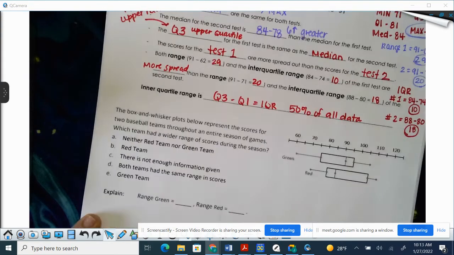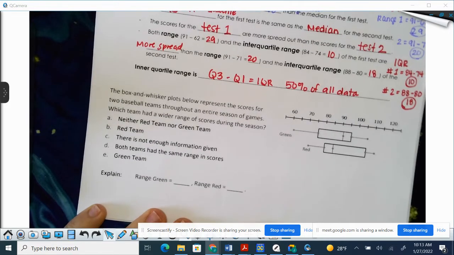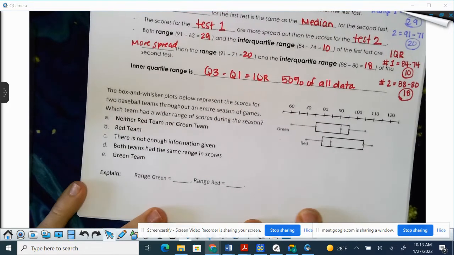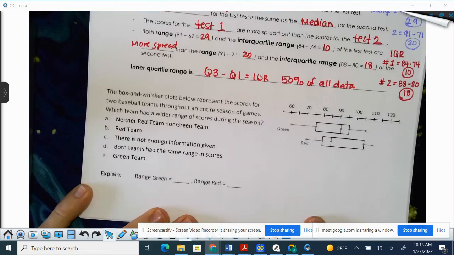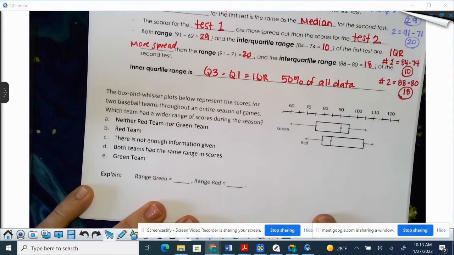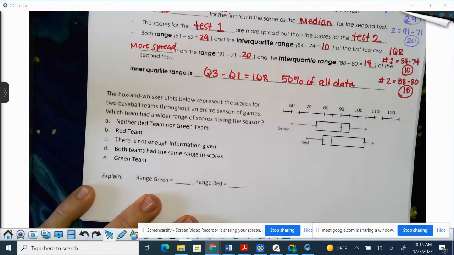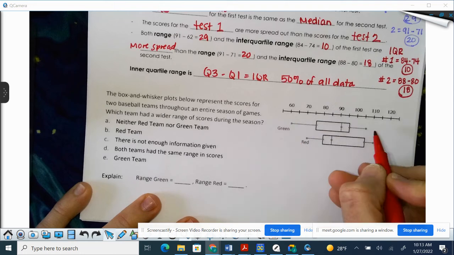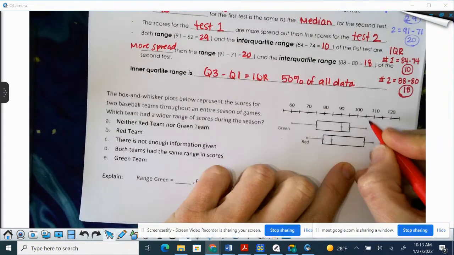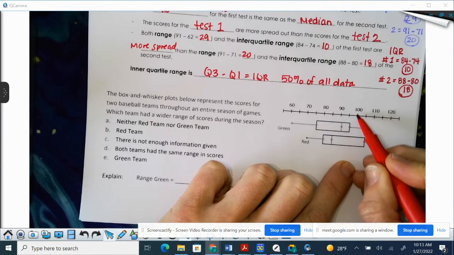All right, so box and whisker plots on Team Red and Team Green. The box and whisker plot below represents the scores of two baseball teams throughout an entire season of the game. Which team had a wider range of scores during the season? So a wider range. Your range for Team Green is 105, because they're counting. It looks like everyone is 5, 100, 105, 110.